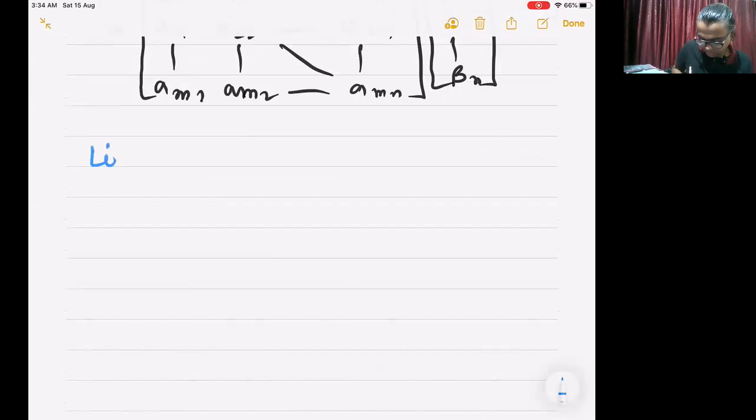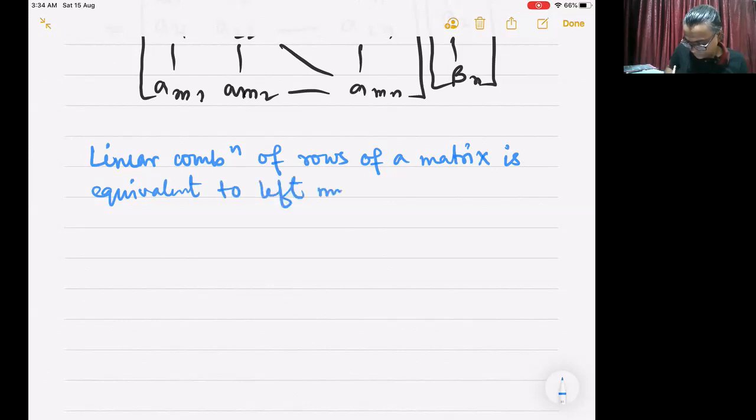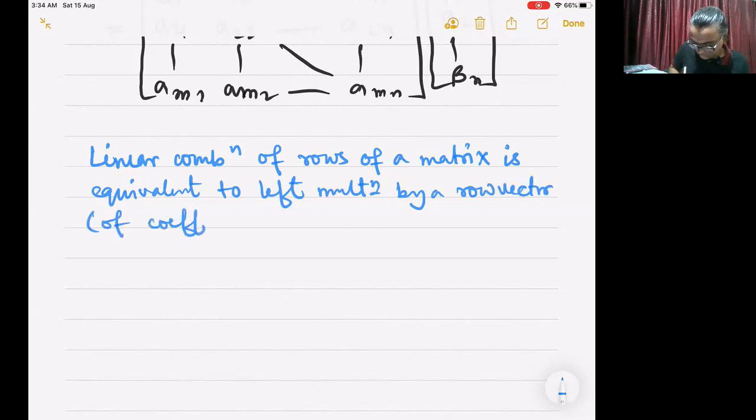Linear combination of rows of a matrix is equivalent to left multiplication by a row vector. In fact, the row vector is that of the coefficients.